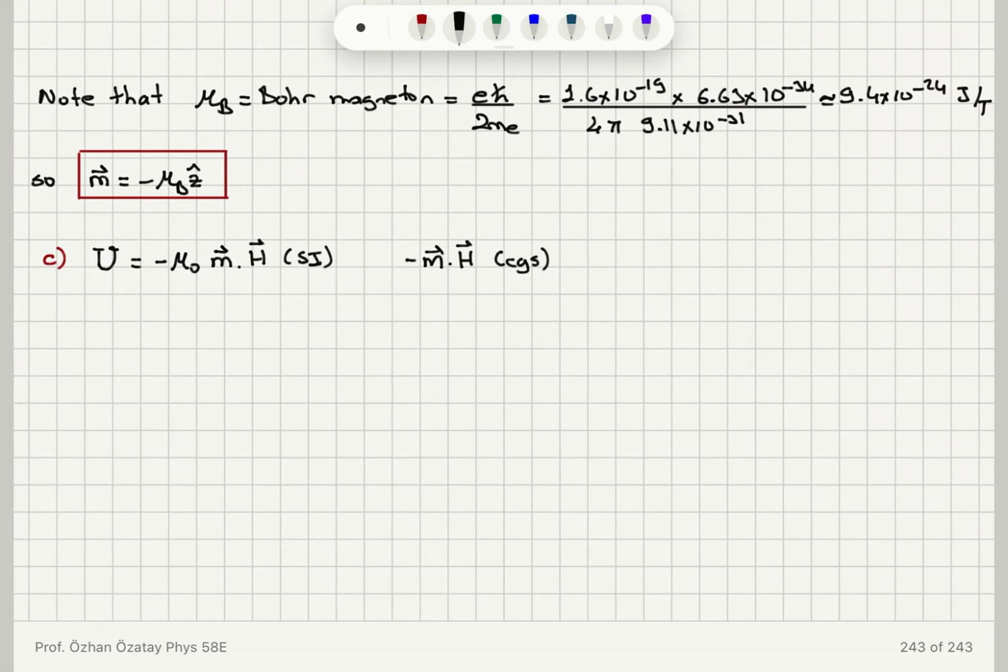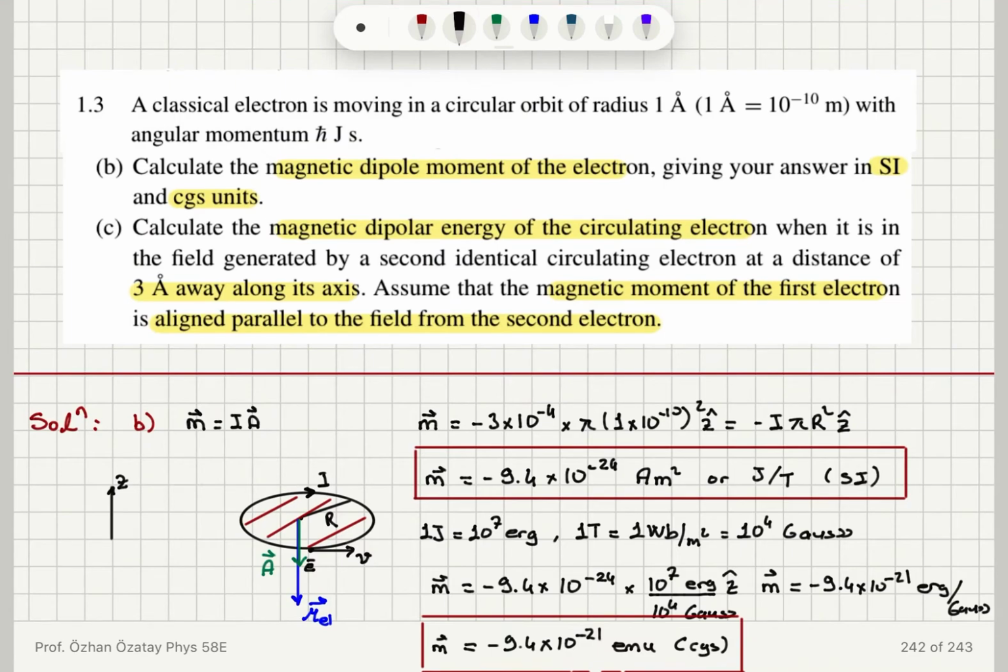Now you can see that the energy is given in joules, and mu 0 times H has the unit Tesla in SI. So we have joules equal to the unit of the magnetic dipole moment times Tesla. So the unit of magnetic dipole moment in SI is joules per Tesla. So that's the unit. Therefore, what I have done in part B was correct.